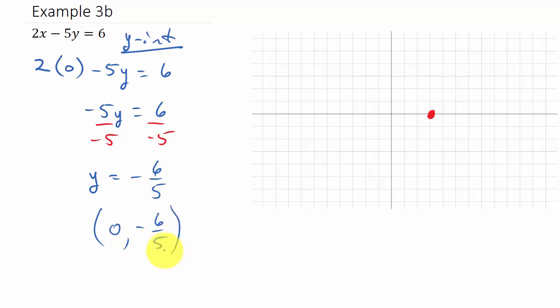So -6/5 is just over 1. It's 1 point something. It's 1 1/5. Well, in this case, -1 1/5. So if I plot the point, 0, and then I go down 1 and a little bit more, there's that point. And so then we can draw our line, and there it is.